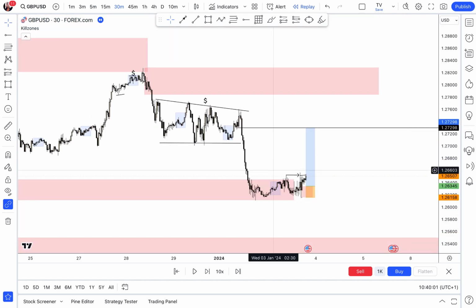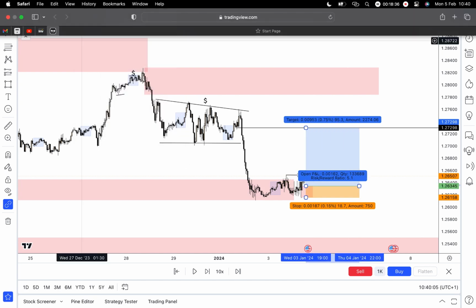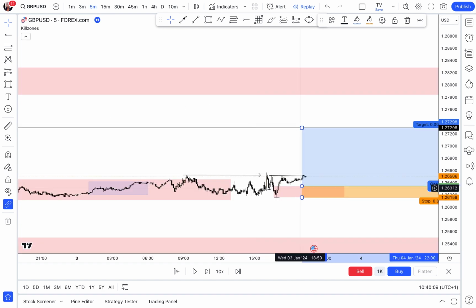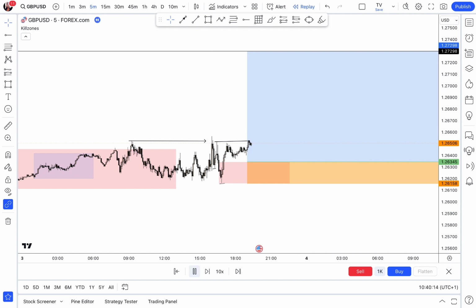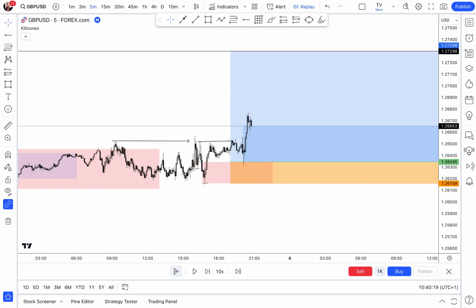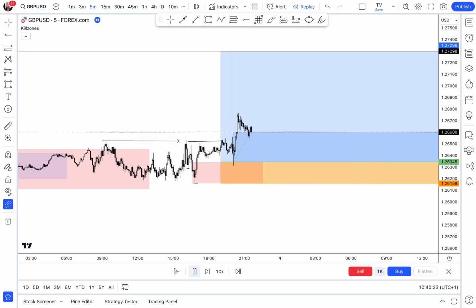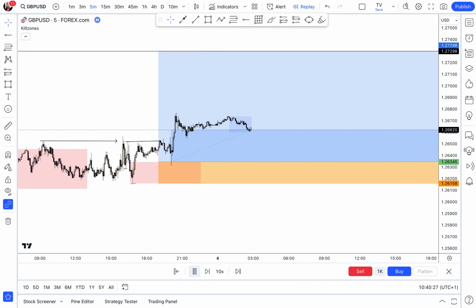Okay, so let's see what we have. Let's move back into a lower time frame now. Okay, so yeah, we've been tapped in right there and market is moving beautifully up. Will our take profits be hit? Let's see.